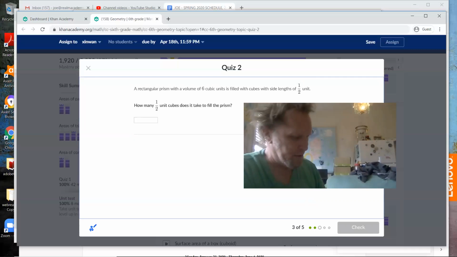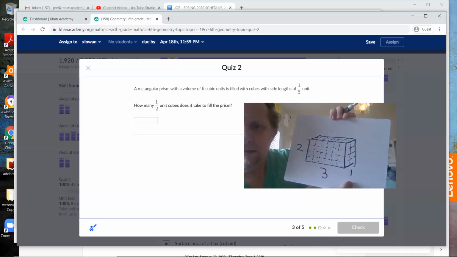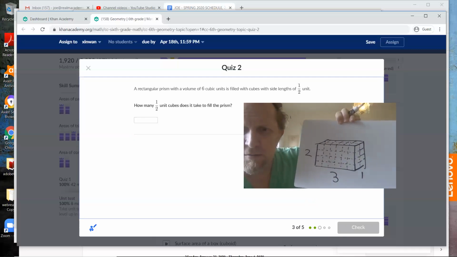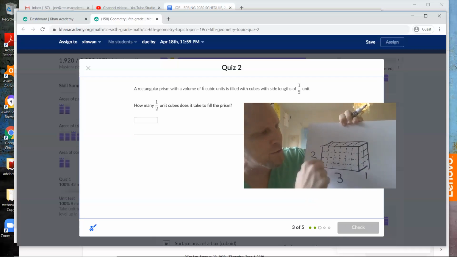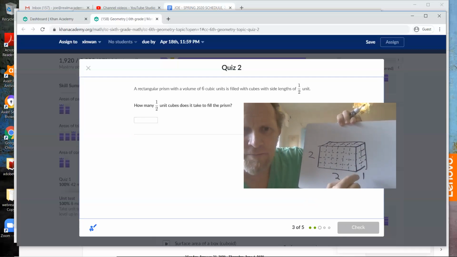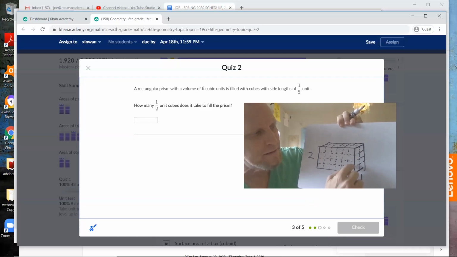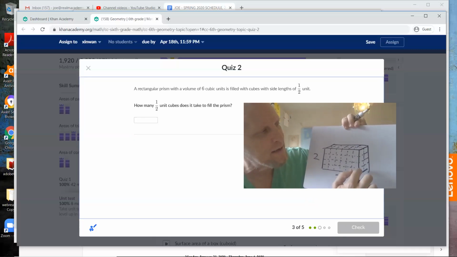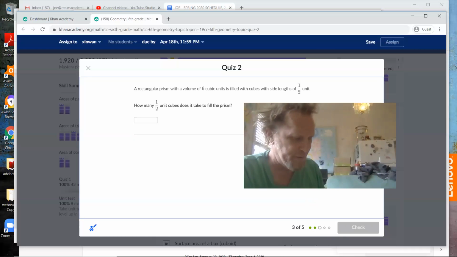So I should do the side. Okay. So I've broken it all up into these half cubic units. That's a half by half by half, right? Well, what that means is that I've got 2 of these going back that way and 6 of those going back that way and 4 of those going back up that way.